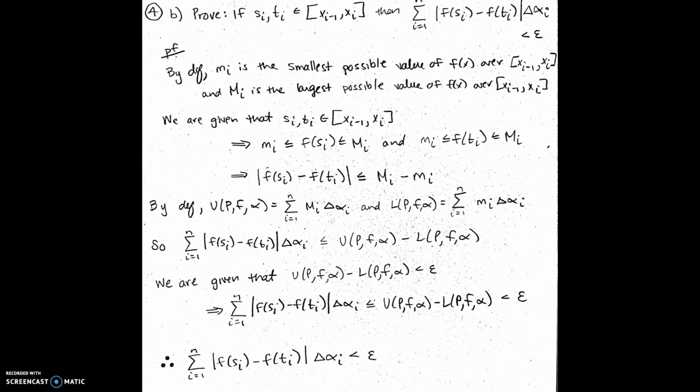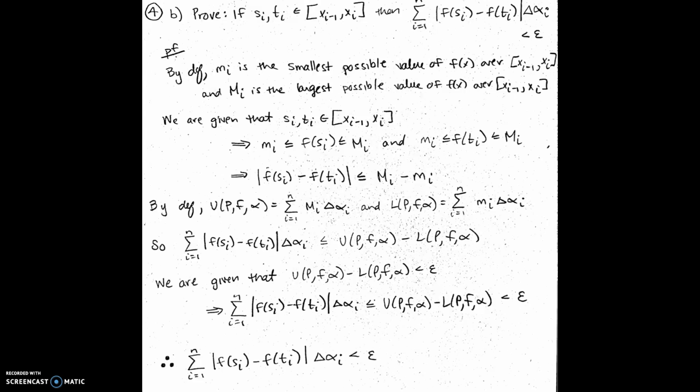So we started by reminding you the definition of mi: it's the smallest possible value of f of x over that closed interval. And the definition of capital Mi is the largest possible value of f of x over our closed interval. So we are given that Si and Ti are members of our closed interval. So that means that f of Si has to be between the minimum value, mi, and the maximum value, capital Mi. Same thing for f of Ti.